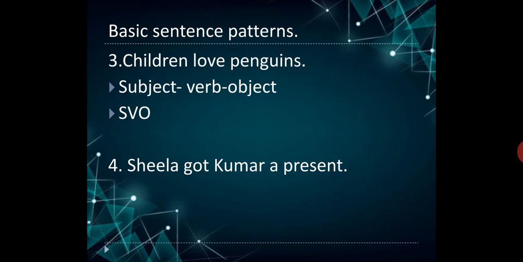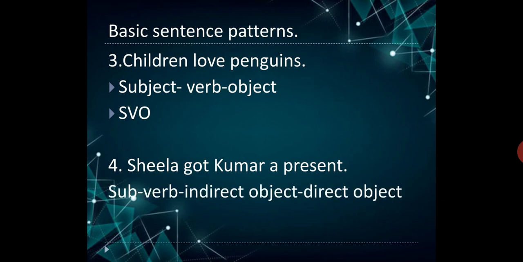So here in this sentence, you saw, Sheila got Kumar a present. Now, what did Sheila get? Sheila got Kumar or Sheila got a present? Which word answers the question or the result of the verb? The word that answers the question of what will be the direct object and the other will be the indirect object. In this way, the sentence pattern will look like subject, verb. Kumar here will be the indirect object and present will be the direct object.